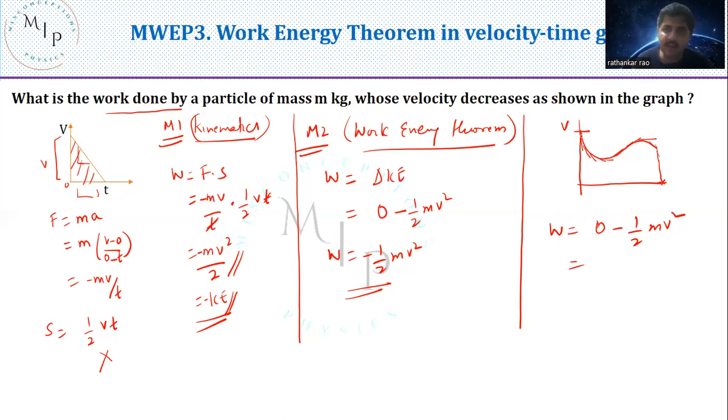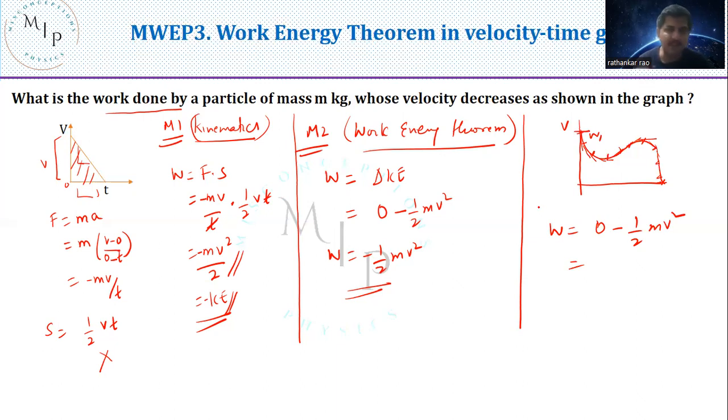So work done in bringing a particle from here to here could be W1. From here to here, W2, W3, W4, W5, W6. I keep on adding up all this work done. So finally, I will arrive at this equation. Very, very tedious job. But the easiest way is by making use of the work energy theorem.